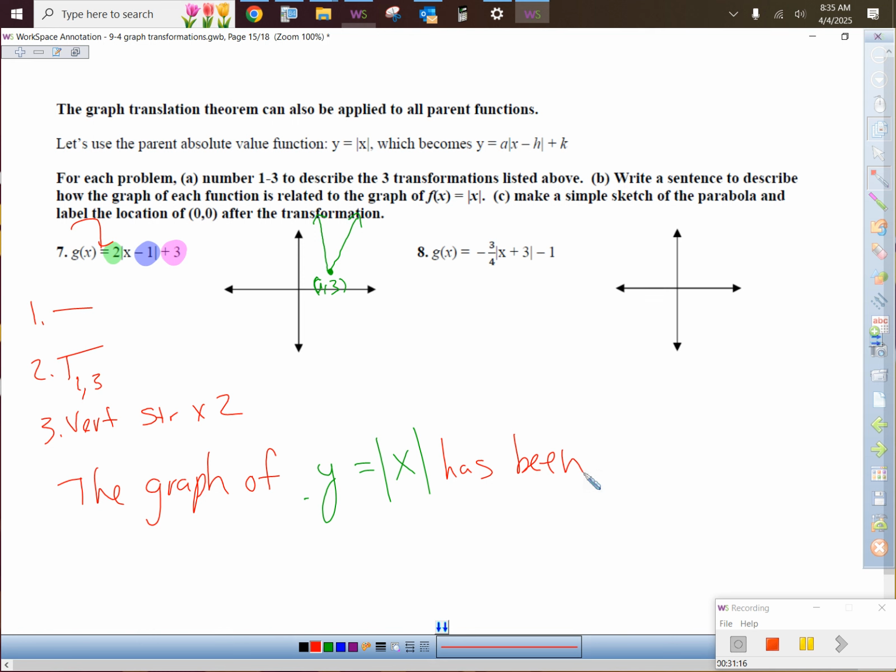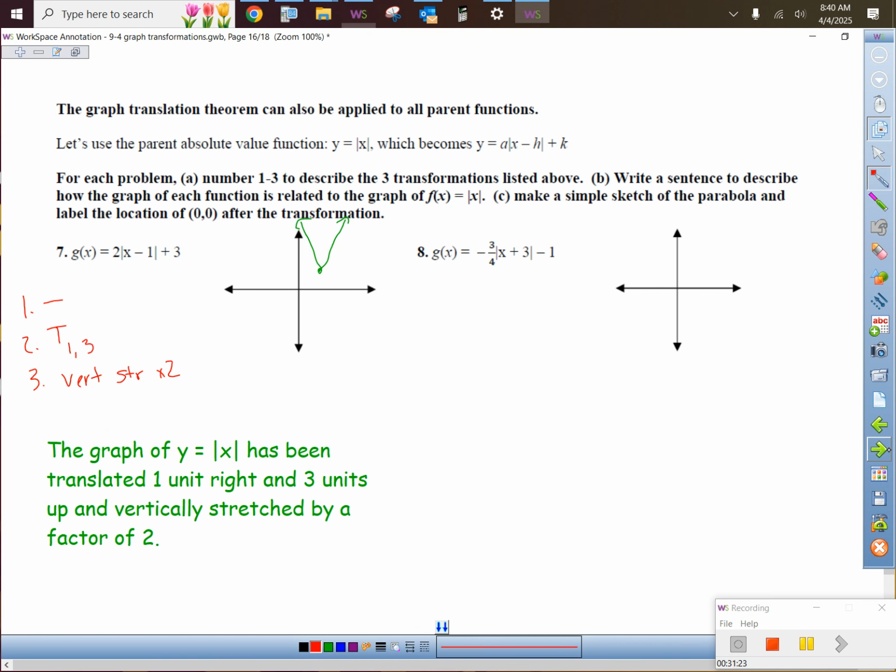And then see what you got. The graph of this guy has been translated 1 unit right and 3 units up and vertically stretched times 2. I went old school on here. I used to make people write by a factor of 2. You can just say times 2.